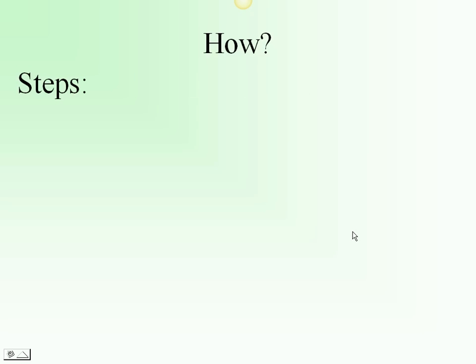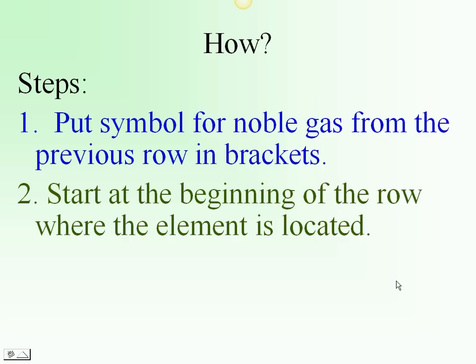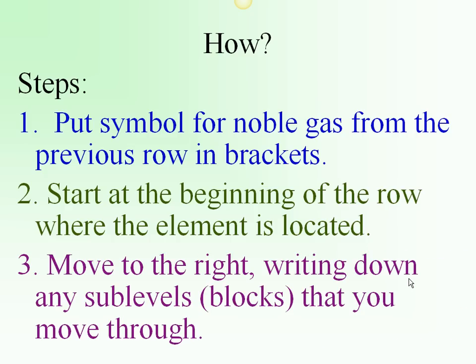How? Well, here are the steps. Put the symbol for the noble gas from the previous row in brackets. Start at the beginning of the row where the element is located. That will be in an s block. Move to the right, writing down any sublevels and or blocks that you move through. You'll have to refer to the previous set of notes because we gave that to you there.